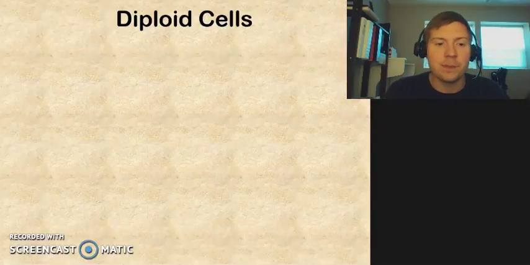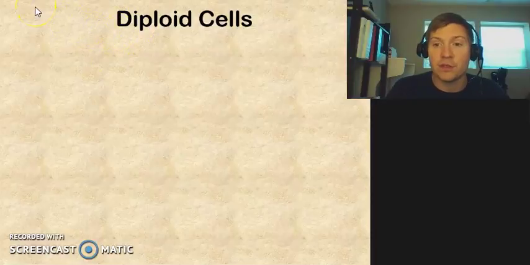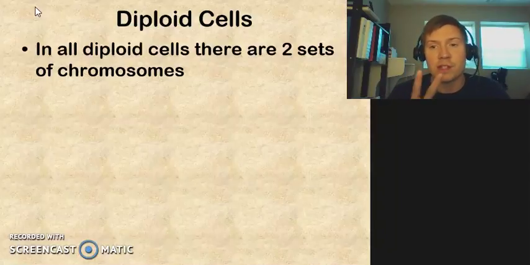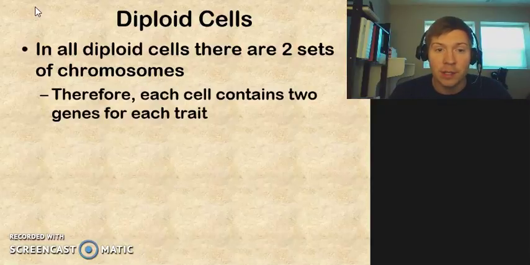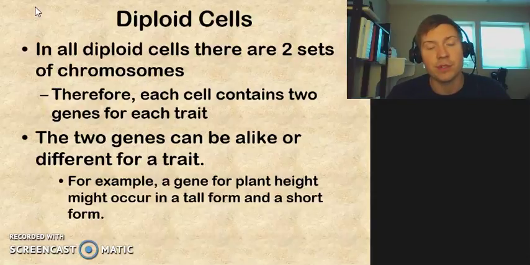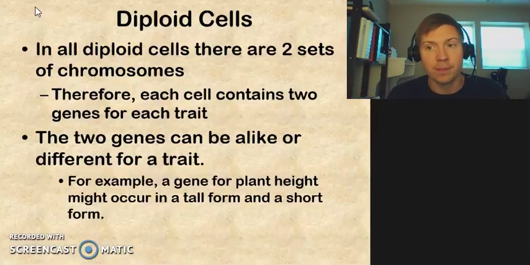Another term you need to know is diploid. The prefix di means two, so that should give you a clue as to what diploid means. Diploid cells have two sets of chromosomes. Most cells in your body are diploid, and that means they have two genes for each trait because they have two chromosomes. So those genes can be alike or they can be different for each trait. So for example, if we're looking at plant height, maybe in peas, a gene for plant height might have a tall form and a short form.